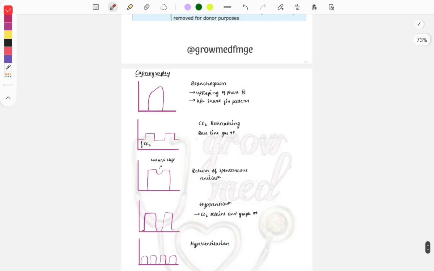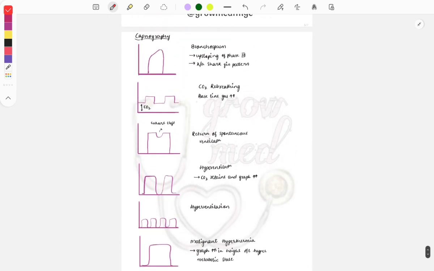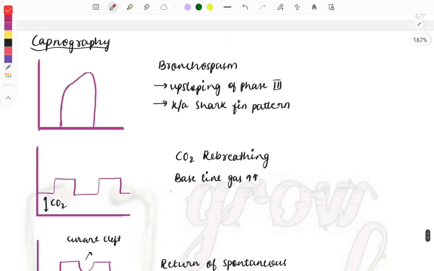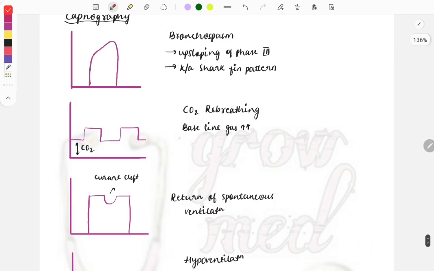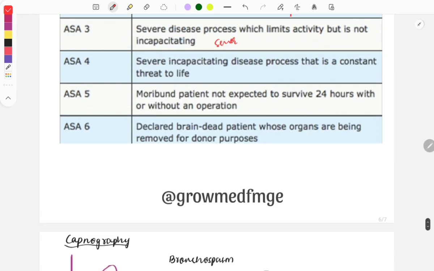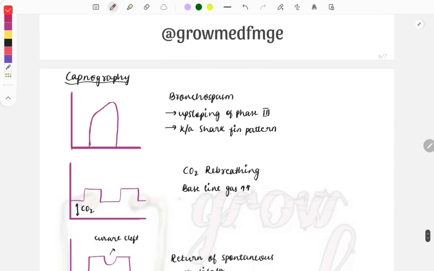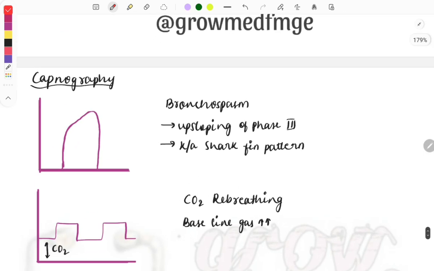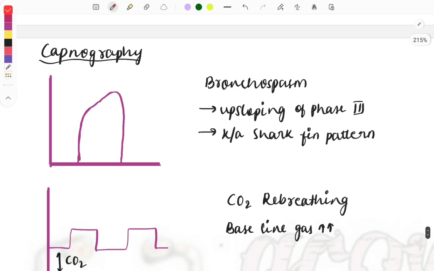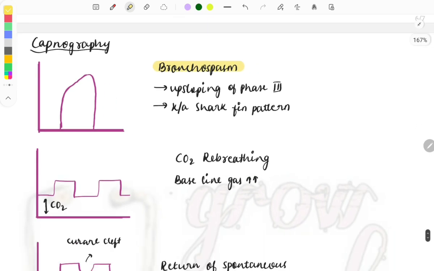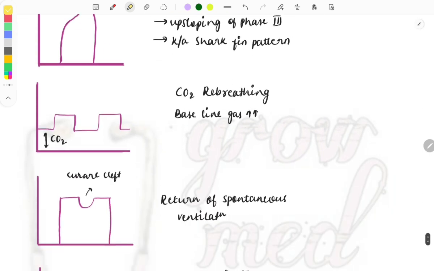And then moving on to another very important topic, the capnography. Image based questions are asked on this capnography. So we will look कि various condition में किस type की capnography दिखेगी. Okay, so you can appreciate that in the first graph, this appearance looks like a shark fin appearance, so upsloping of phase 3, and this one is seen most commonly in case of bronchospasm. Then CO2 rebreathing, this graph is seen in case of CO2 rebreathing.